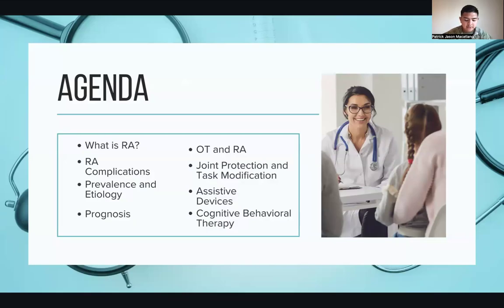Today, we're going to go over the following slides, starting with what is rheumatoid arthritis, the complications it can come with, prevalence and etiology, prognosis, how can OT help with RA, such as joint protection and task modification, assistive devices, and using cognitive behavioral therapy.